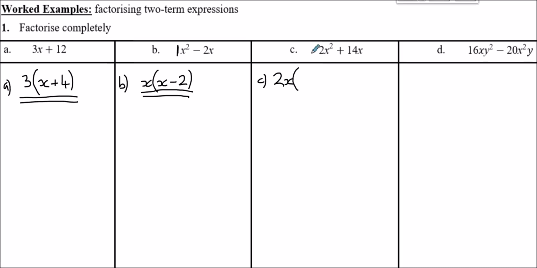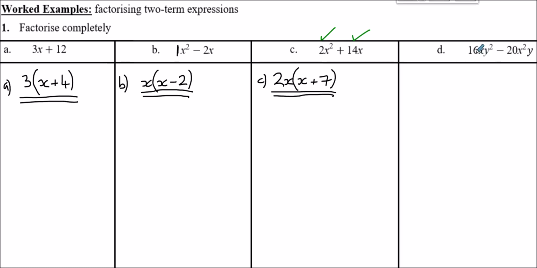We have 2x, we want to end up with 2x squared. The 2's sorted, but we need to multiply the x by another x to get 2x squared. So that one now is okay. Next up, we want to go from 2x up to 14x. So what do we need to multiply 2 of these x's by to get 14 of them? We need to multiply the 2x's by 7. 2x times 7 gives us 14 x's, so we've sorted this term out too.